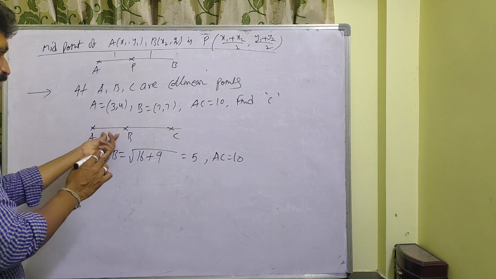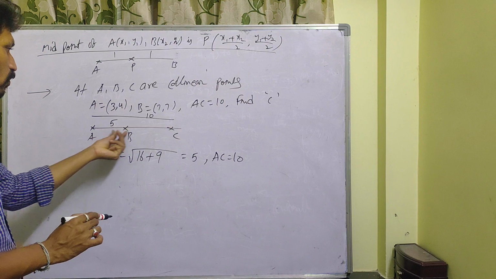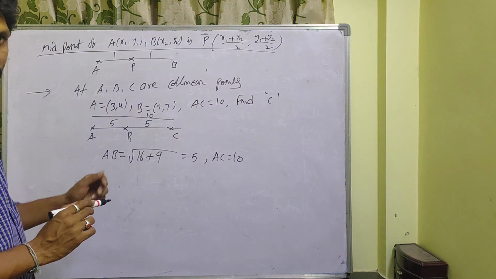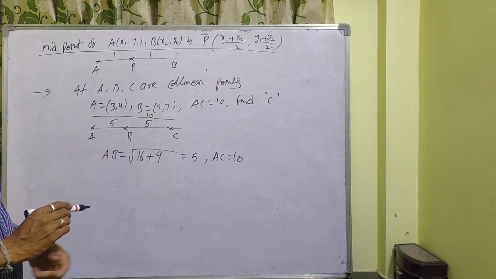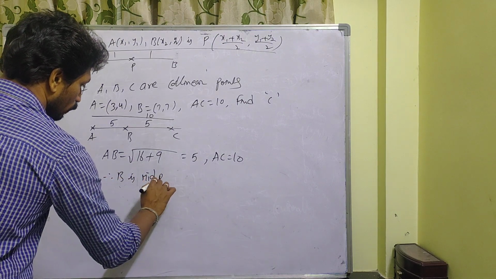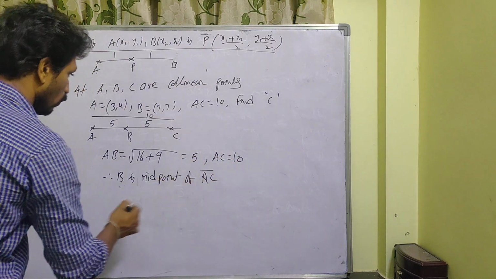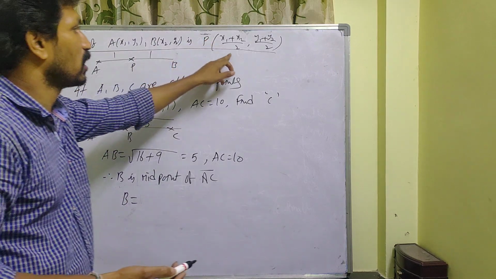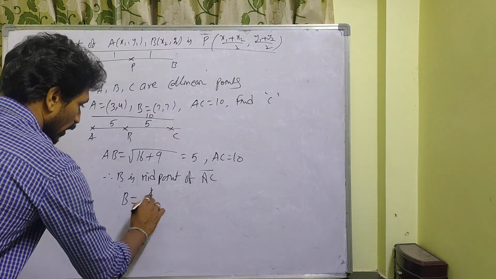So very clearly AB is equal to 5 and AC is 10. So after that BC is also 5. The ratio is 5:5, which means 1:1. So very clearly B is the midpoint of AC. Therefore B is the midpoint of AC. Then what can I write? B is equal to, the midpoint formula is (x1 plus x2) by 2, (y1 plus y2) by 2. In short form you can also write (A plus C) by 2. I already gave you that.